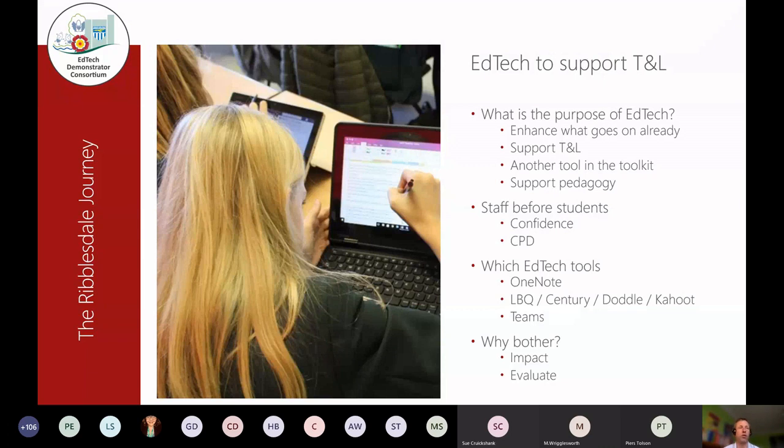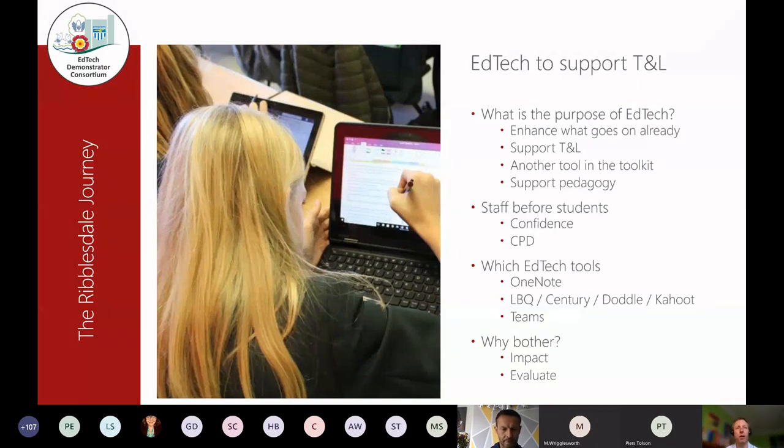And I think then you've got a question, which is, which EdTech tools do I want to use? We are being bombarded at the moment as educators with a number of tools that are out there. And I would suggest that we stick with the ones that we already use. So I know a lot of you will use things like Kahoot and maybe Doddle. Some of you are probably using things like LBQ.